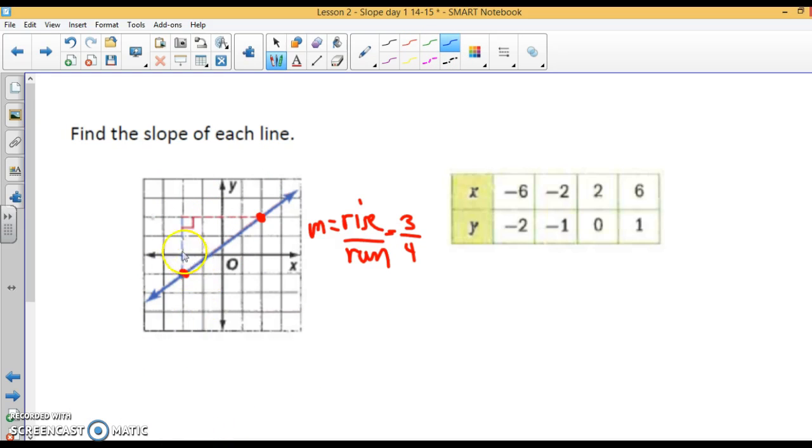I'm going to change this. Pretend I draw this line. That's not a very good line.